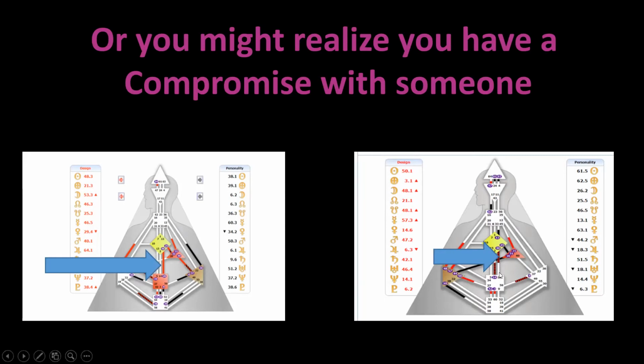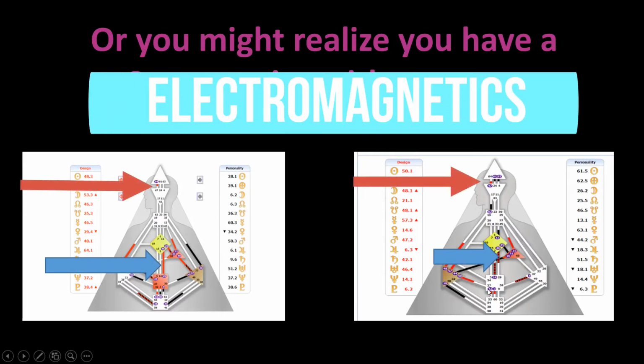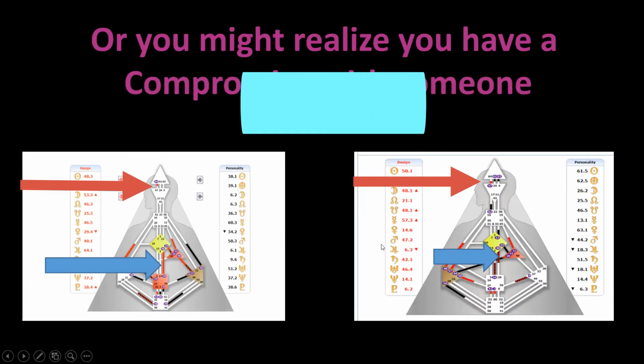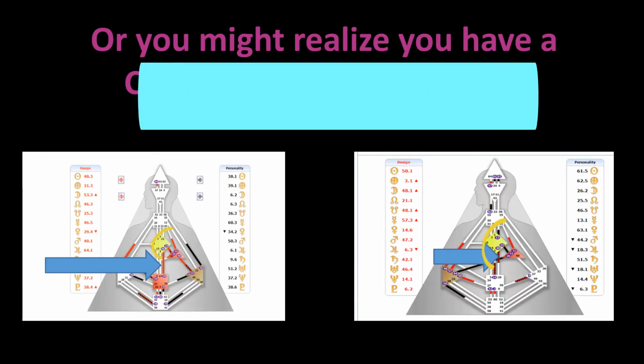Now, we can also look here at the electromagnetic. We have this gate 47 here, and then we have the electromagnetic of the 53. So that creates a full channel of them coming together. There are a lot of dynamics in a partnership. There's a lot of different ways that the gates are going to come together.